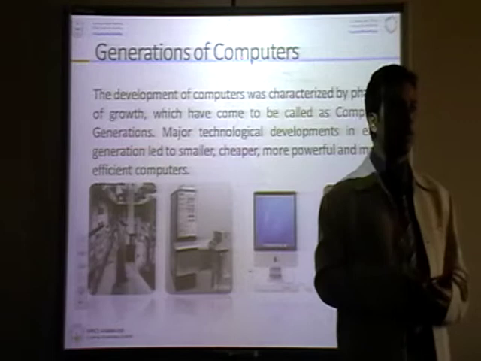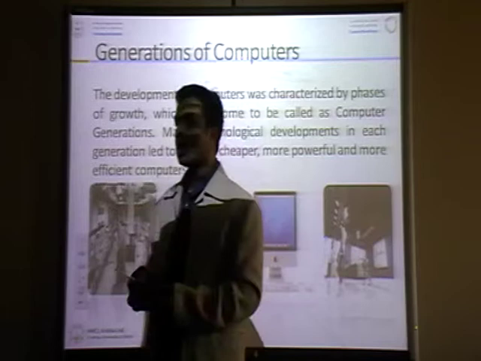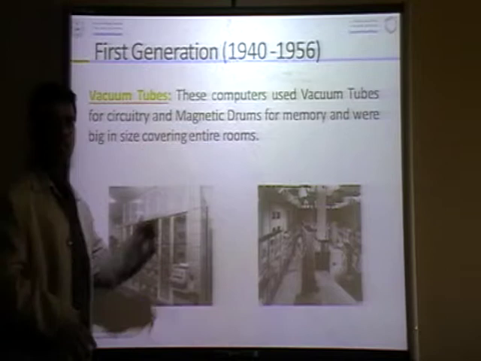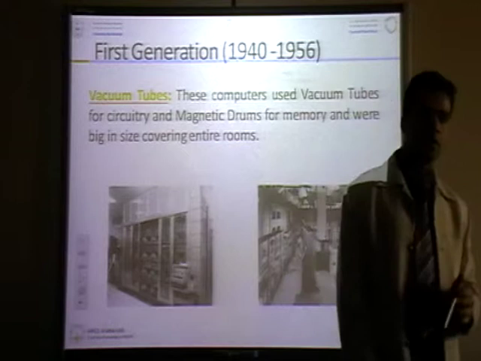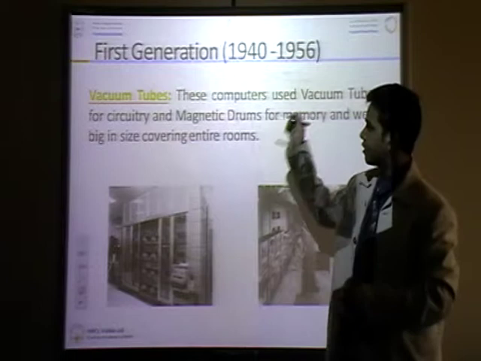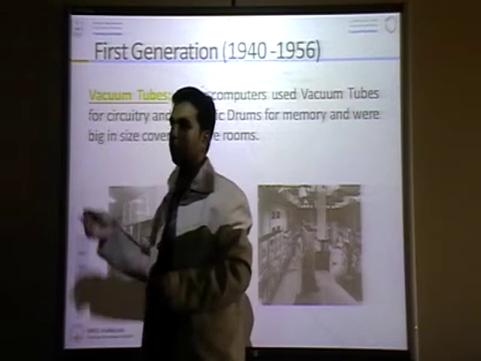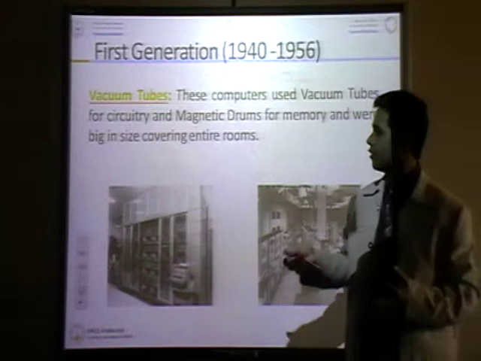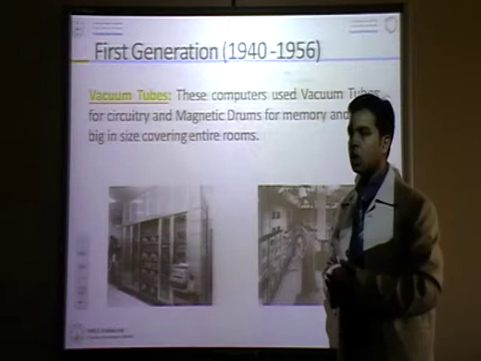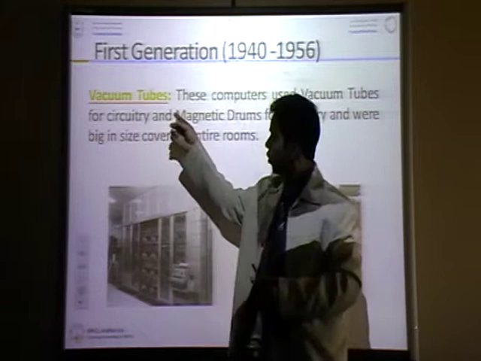See here, that is called the generation of computer. First generation started in year 1942 and ended in 1956. How many years? 16 years. Yes, good. 16 years. This computer uses vacuum tube for connection of the parts. Their parts were connected through this vacuum tube, not with the transistor, not with the IC, not with microprocessor. It was connected through vacuum tube.